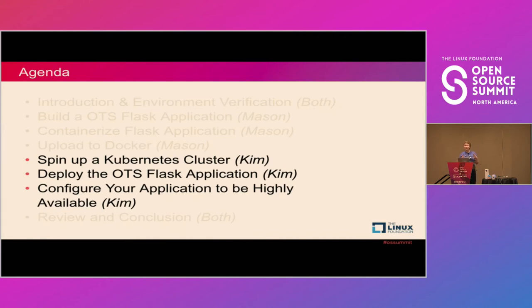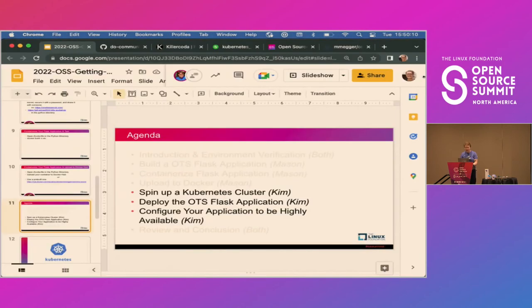What I'm gonna show you now is the next part that happens when you have spun up a Kubernetes cluster. So first thing we're gonna do is spin up an actual cluster. Then we are going to deploy the application that Mason built, and then we're going to configure that application to be highly available. And then at the end, we'll do a review and conclusion.